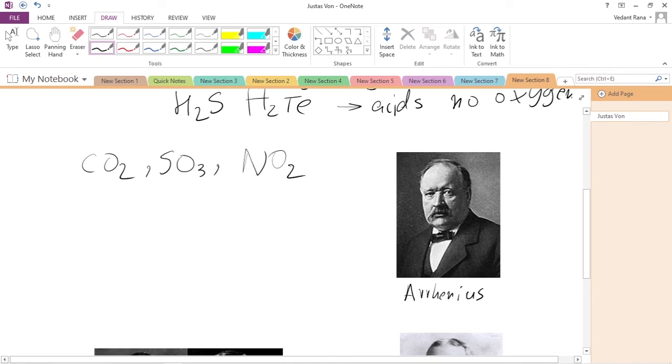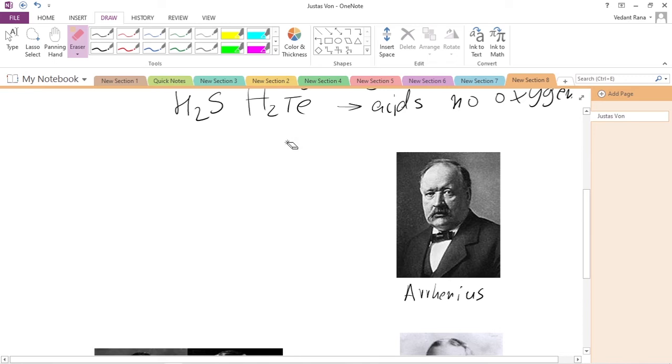because when these substances react with water, they form acids. And according to Arrhenius' theory, acids are those substances that, when dissolved in water, release H plus ions. But these substances do not contain hydrogen, so where is this H plus ion coming from? So they could not explain. So this theory could not explain the acidic nature of CO2, SO3, and other such compounds. It also couldn't explain the acidic nature of substances in solvents other than water.